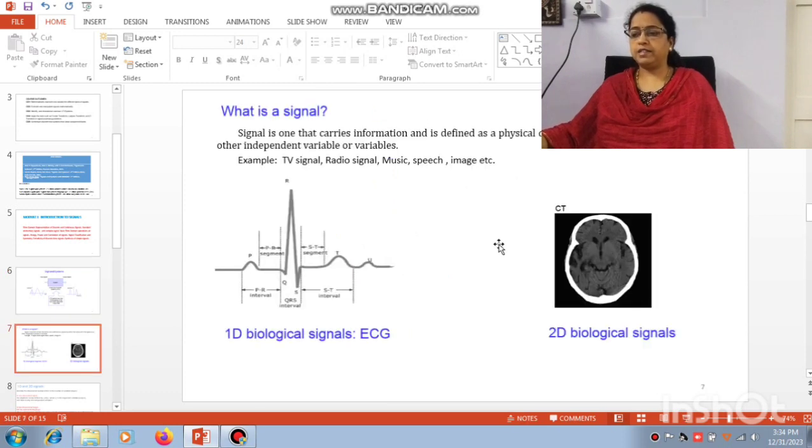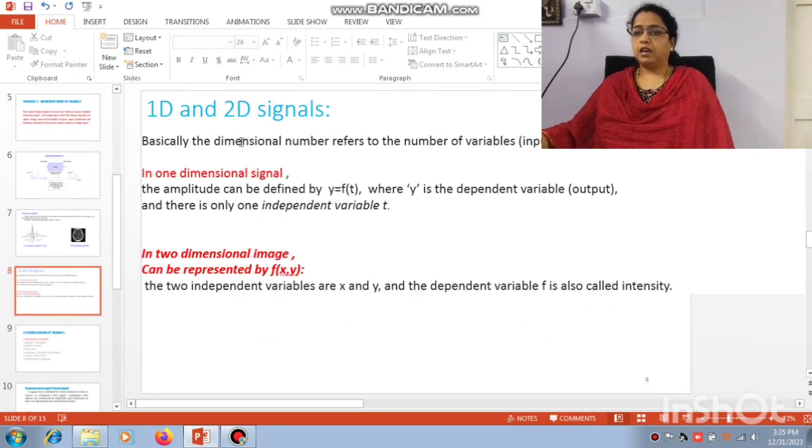Coming to the next, what is a signal? The definition of signal: a signal is one that carries information and is defined as a physical quantity that varies with time, space, or any other independent variable or variables. Examples of signals are TV signal, radio signal, music, speech, image, etc. Here is a one-dimensional signal, an ECG signal, and on the right side is an image signal, which is a two-dimensional biological signal. So signals can be 1D, 2D, or multi-dimensional also.